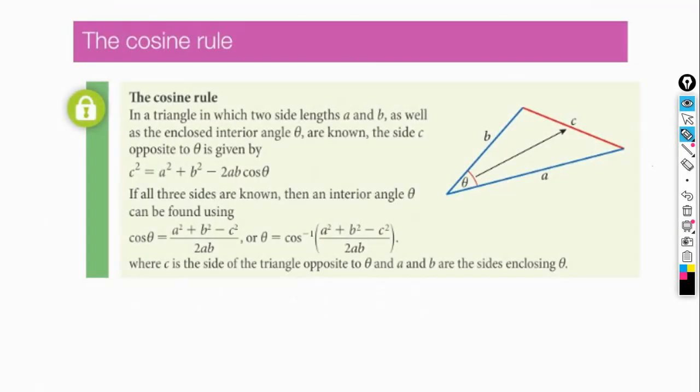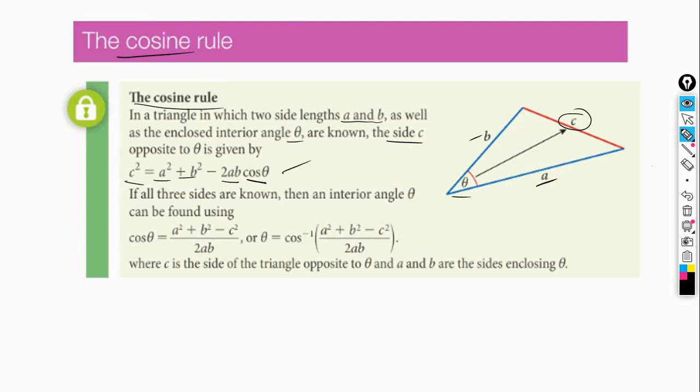So now we're going to take a look at the cosine rule. The cosine rule says in a triangle in which two side lengths a and b, as well as the enclosed interior angle theta are known, the side c opposite to theta is given by c squared is equal to a squared plus b squared minus 2 times a times b times cosine of theta. So that means that we can find this side if we have this side and the angle that is enclosed by them using this formula.